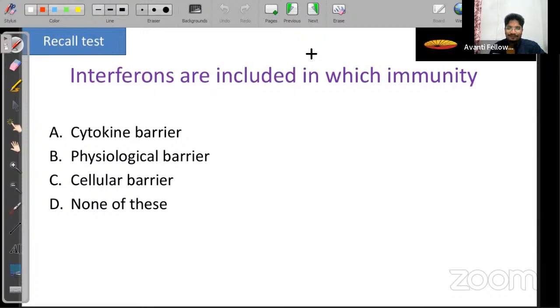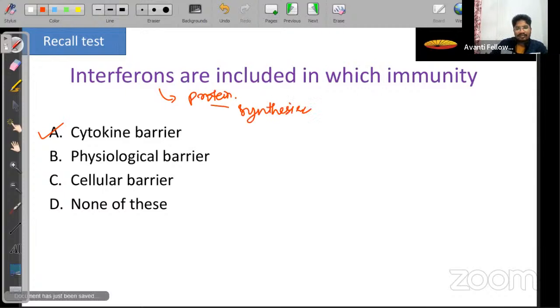Ending the poll now. Sharing the result with the people. The result is very simple. Everyone has chosen option A, no one has chosen option B, C, or D. So option A is the correct answer to the question. Interferons are proteins synthesized by virus infected cells. Is that clear to everybody?